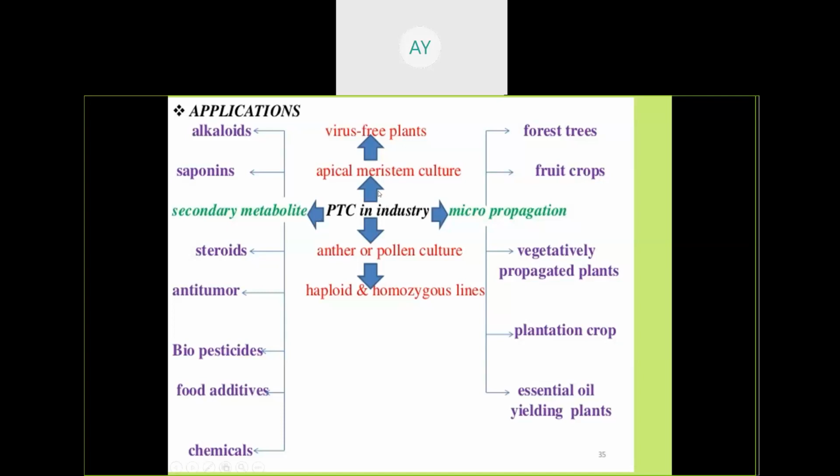You know what is the function of xylem? Xylem transports the water and minerals from root to terminal end. Yes, tell me, if there is any confusion, you can ask.